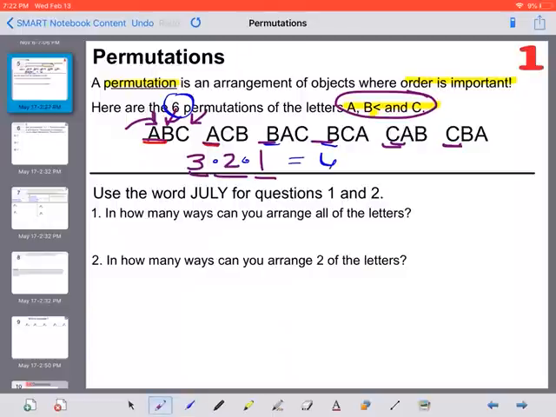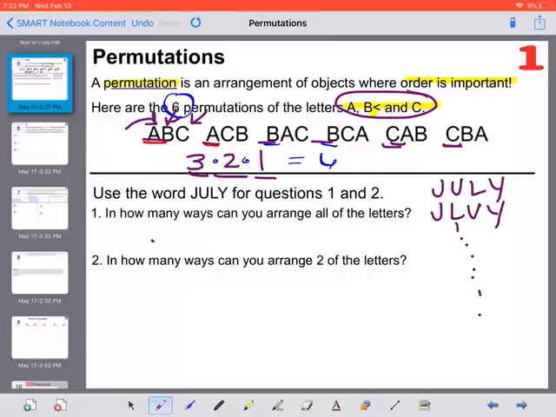Let's look at a different example. It says use the word July for questions 1 and 2. And how many ways can you arrange all of the letters? So if we wanted to write it out, we could start with the J, and we could say U and then L and then Y. Or we could say J and then L and then U and then Y. We could go on and on and list out so many different options.